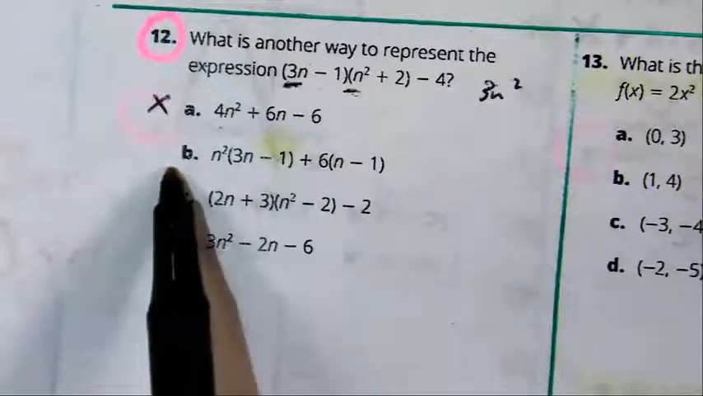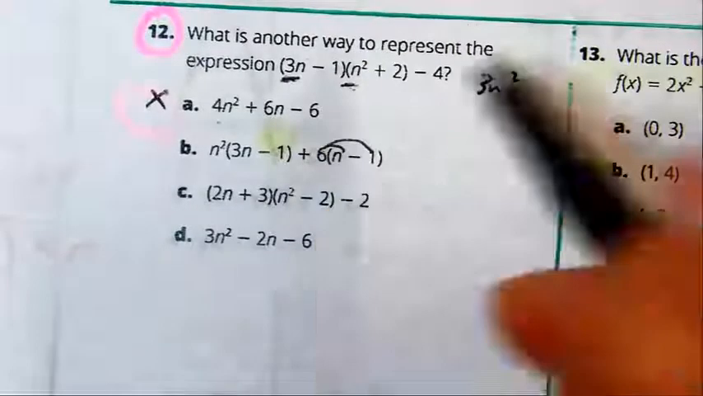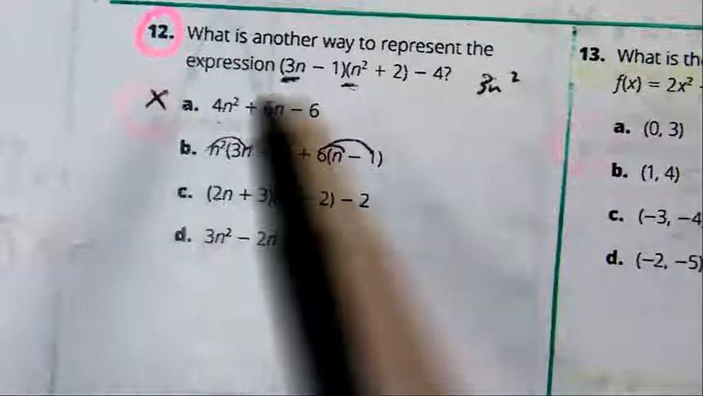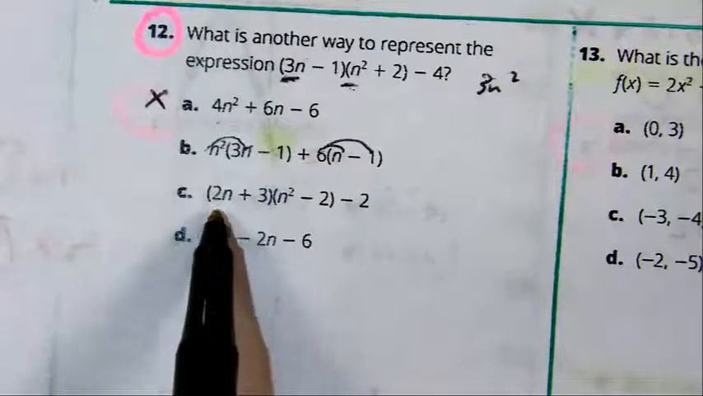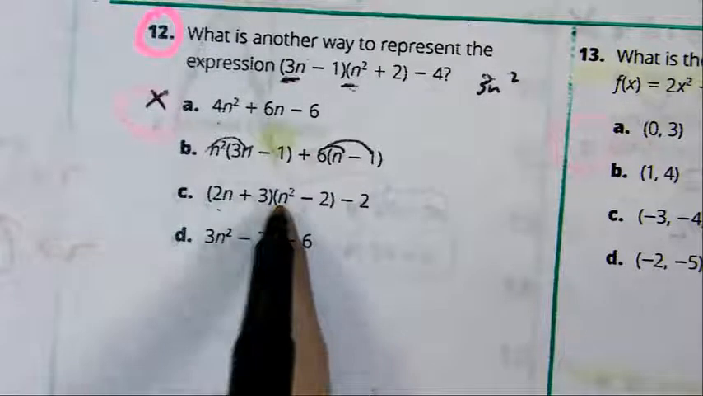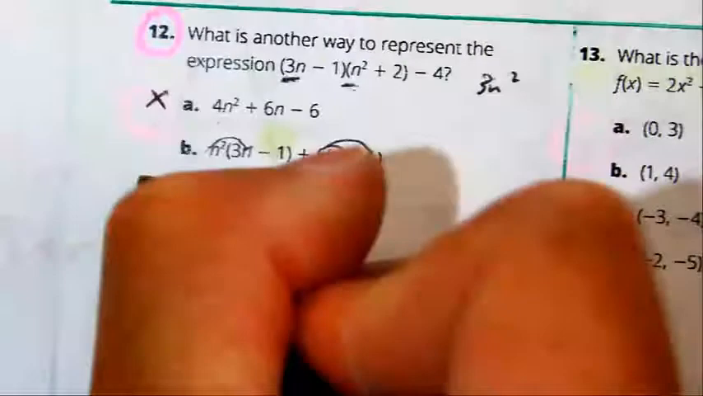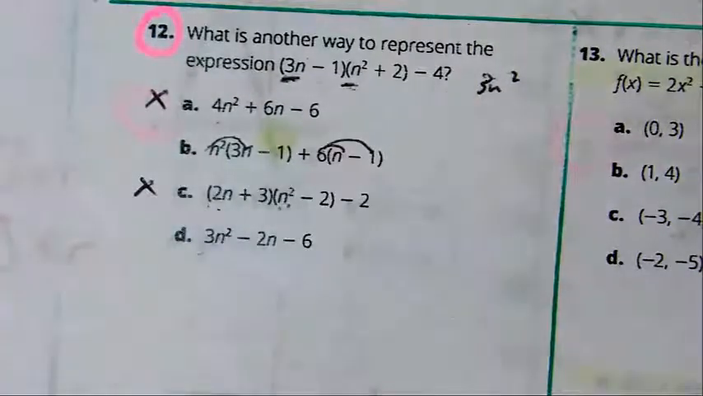This one's a little bit tricky. You would have to distribute in this problem, but there are no n squareds. This one is n squared times 3n, so that would give me a 3n squared. So this one's a possibility. This one says 2n times n squared, which would give us 2n cubed. So it can't be that one. And then I have 3n squared. So I know it's either B or D. So let's go ahead and multiply it out.